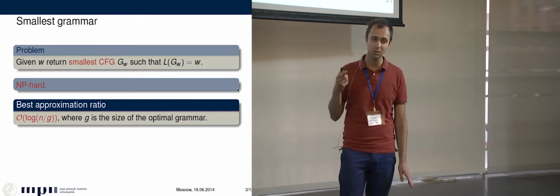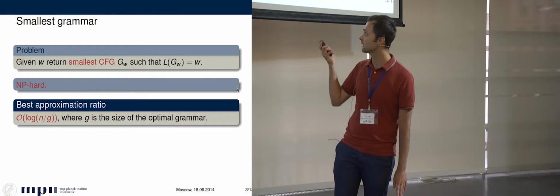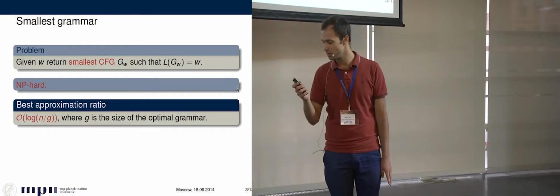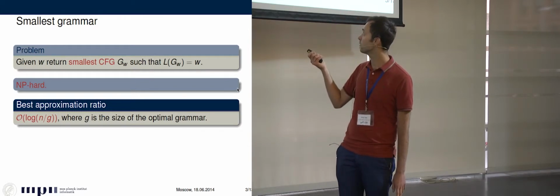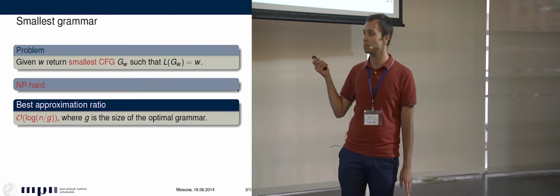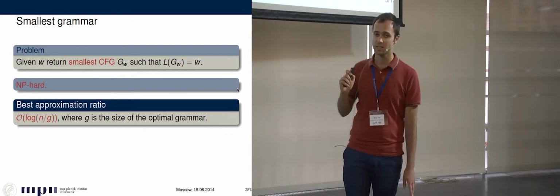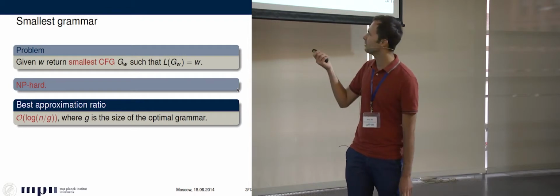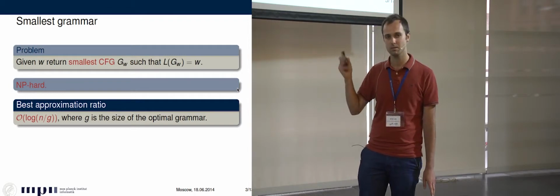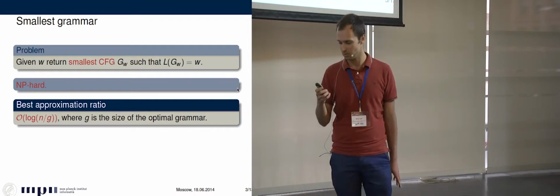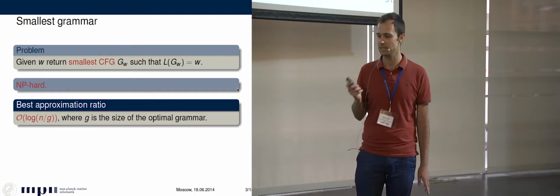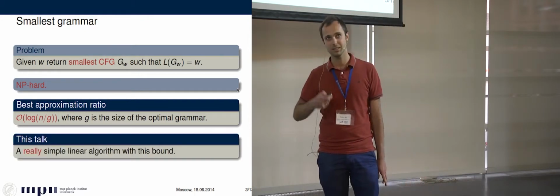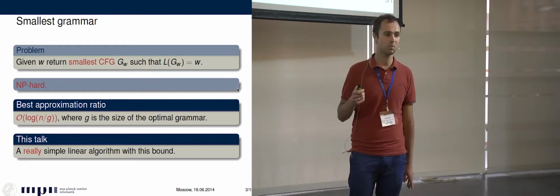Well, there are actually several of them which have the currently best approximation ratio, which is logarithm of n over g, where n is the size of the input word and g is the size of the smallest grammar. I will just say that it's logarithmic. This division by g is nice, but it's not that important in most cases. And today I will give yet another algorithm for this problem.